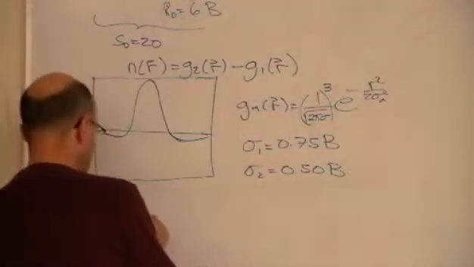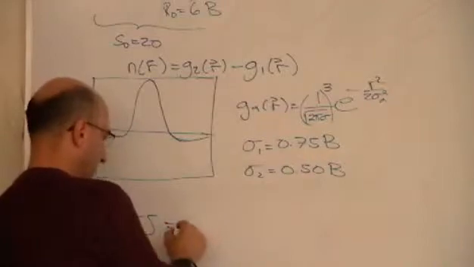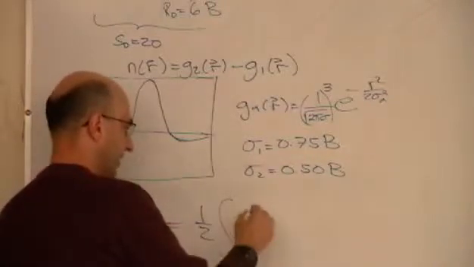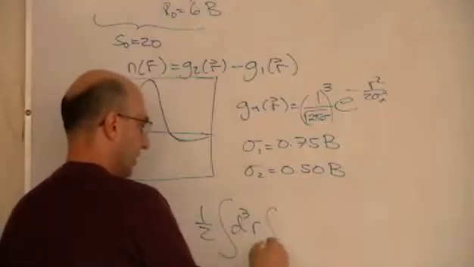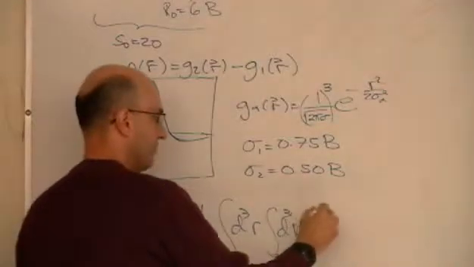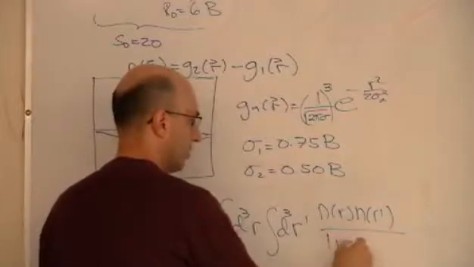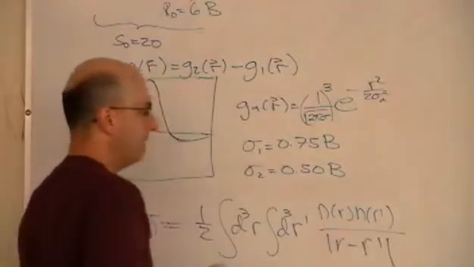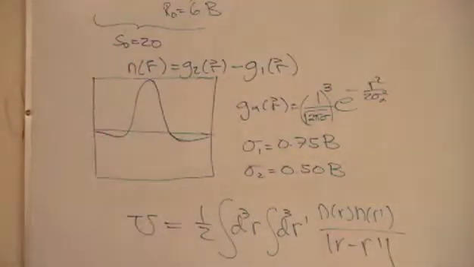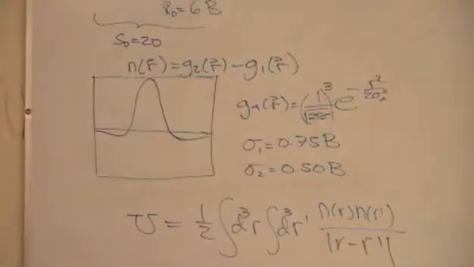Now, analytically, that might be something like U, being the electrostatic energy, is our favorite integral, dq of r, dq of r prime, over the magnitude of r minus r prime. Now, there are a few subtleties here.